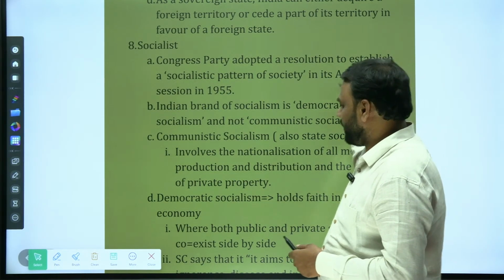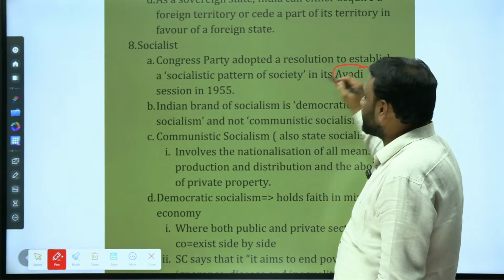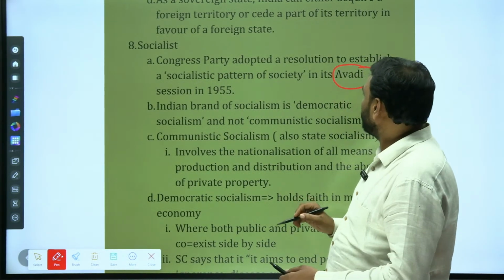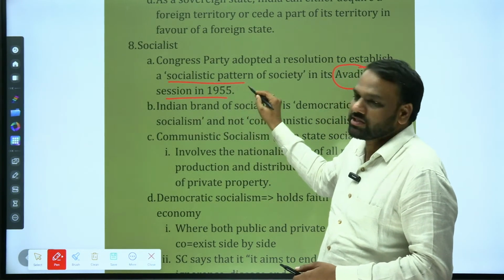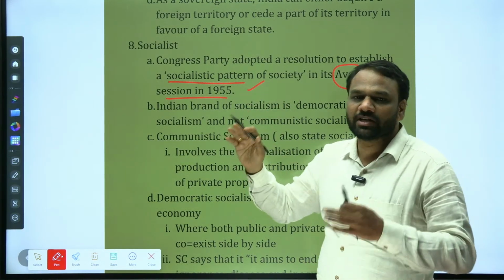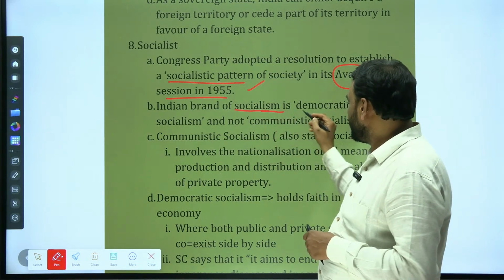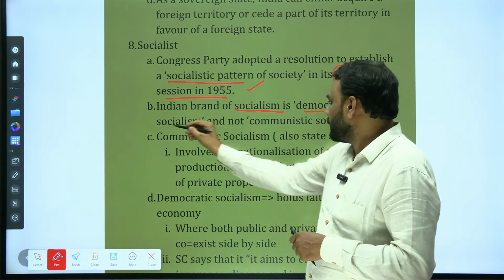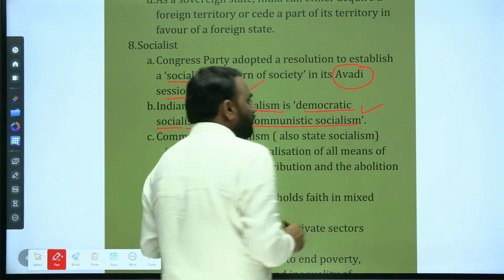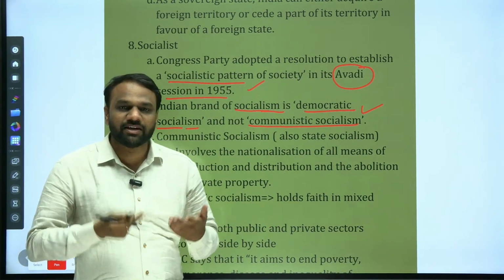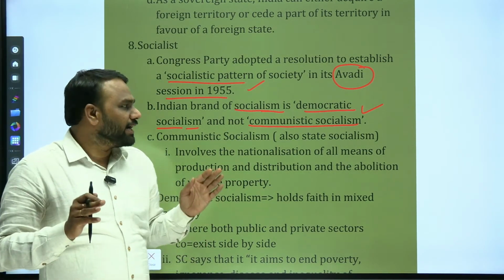Next, socialist. The Congress party adopted a resolution to establish a socialistic pattern of society in its Avadi session in 1955. This is important. In which session did the Congress party adopt a resolution to establish a socialist pattern? Such a question might be asked. It was in 1955, and the session was held in Avadi. Next, the Indian brand of socialism is democratic socialism, and not communistic socialism. This type of question can be asked: what kind of socialism has India adopted, democratic socialism or communistic socialism? India has adopted democratic socialism.